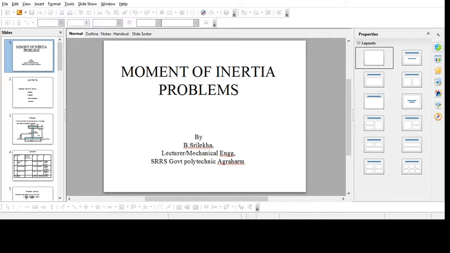For the first section, 100 is its length and its width is 20. For the second section, 20 is its length and 100 is its width. And similarly for the third section, 200 is its length and 20 is its thickness. So first let us take the centroid of this.